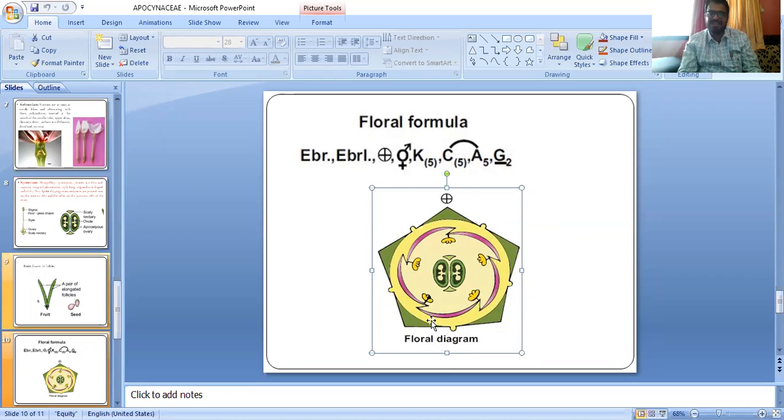And the type of aestivation is twisted. Here the type of aestivation is valvate. Here the type of aestivation is twisted. And here the number of stamens is also 5. This yellow colored part is representing the stamens.